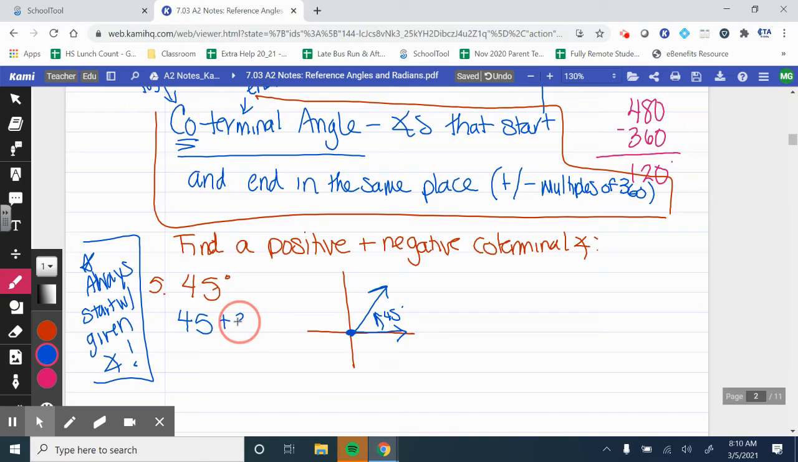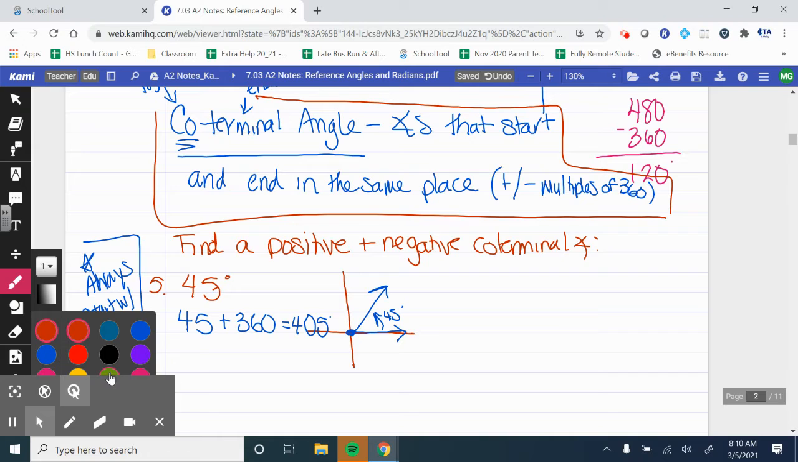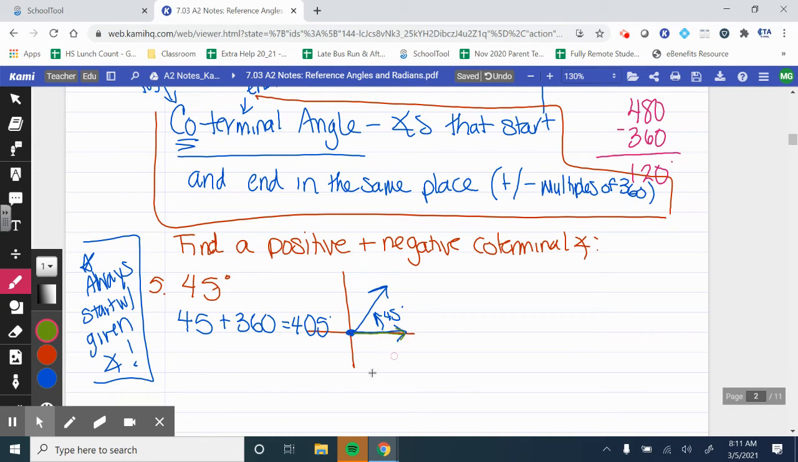So I could take 45 degrees and add 360 degrees to it. That gives us 405 degrees. If I were to graph 405 degrees, I would still start right here on my initial side. I'd go a full 360 degrees and then an additional 45. So they still start and end in the same spot, but there's two different angles. Here's 405 degrees. This one's 45 degrees.